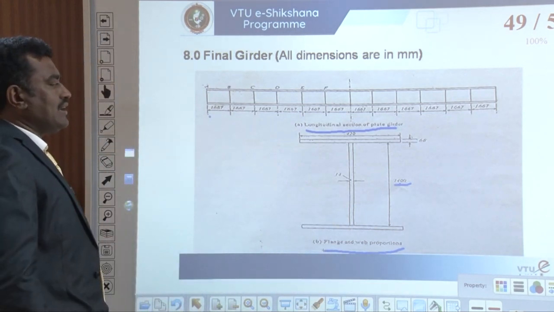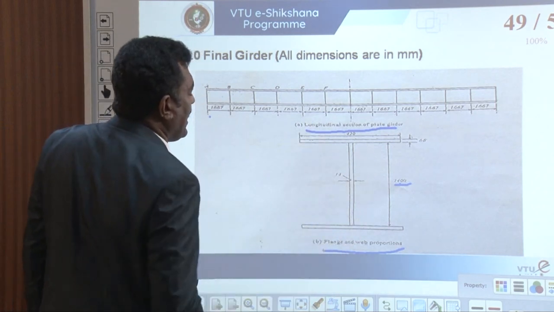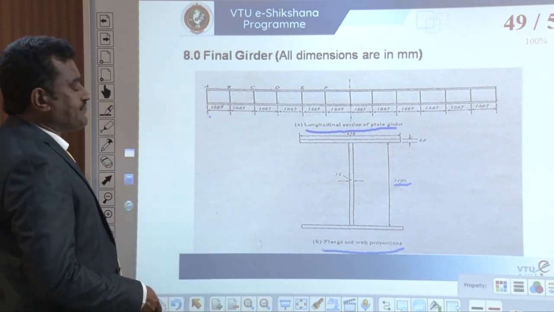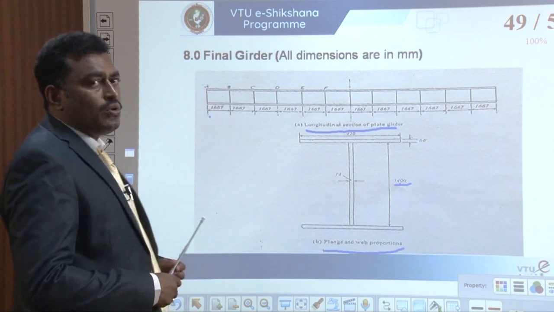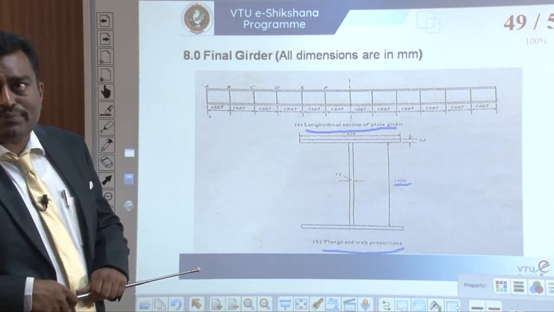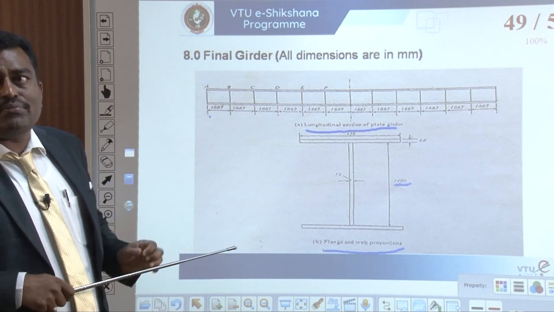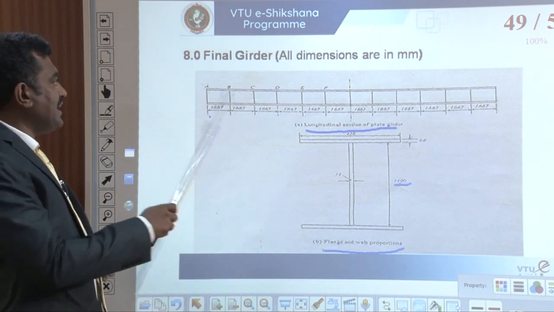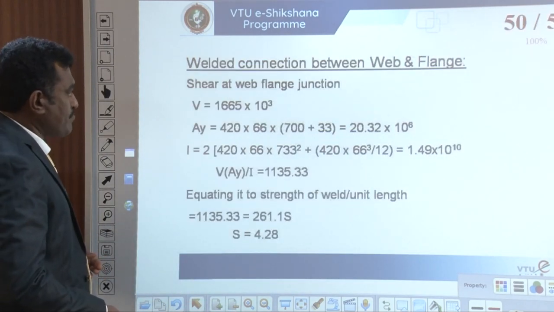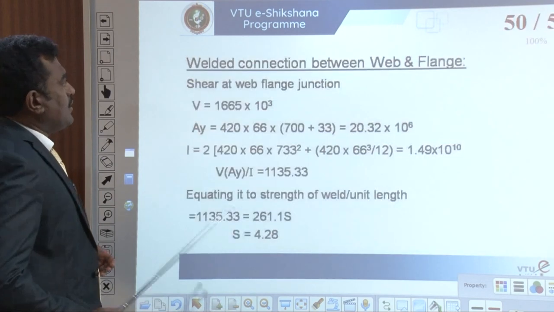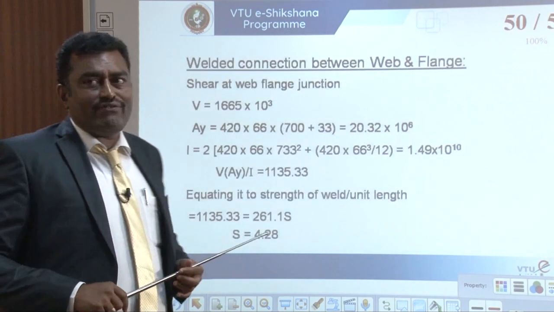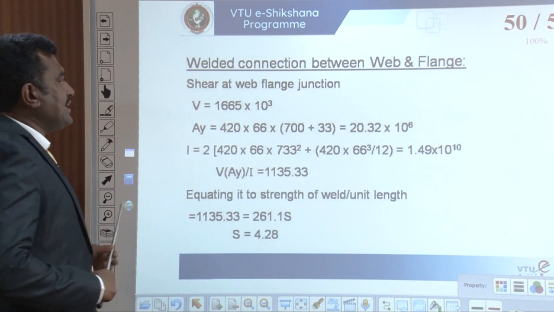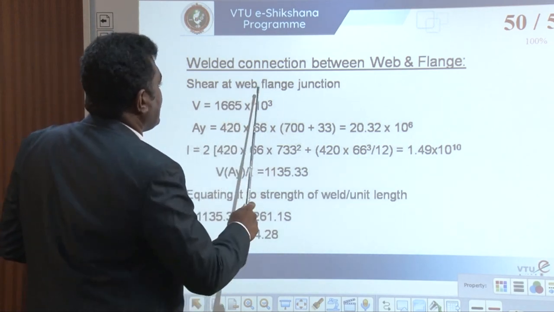This is the final plate girder. How the connections will be done, we will discuss in your next slide. We will discuss how the welding of this plate girder will be done, and also some bolted connections for this plate girder. Then the welded connection between web and flange: how the web and flange will be welded. Shear at the web flange junction.